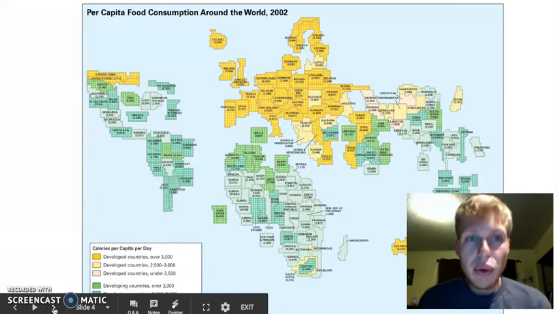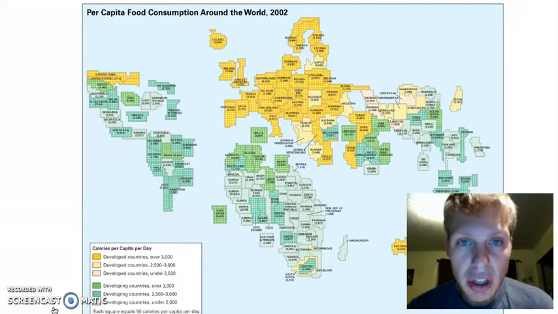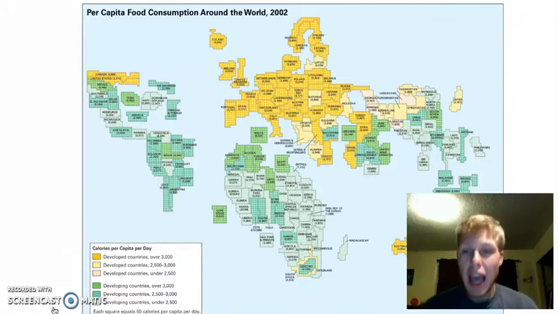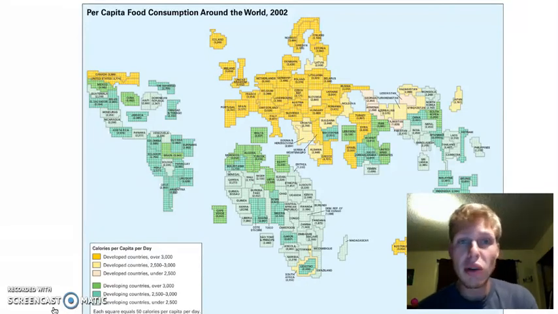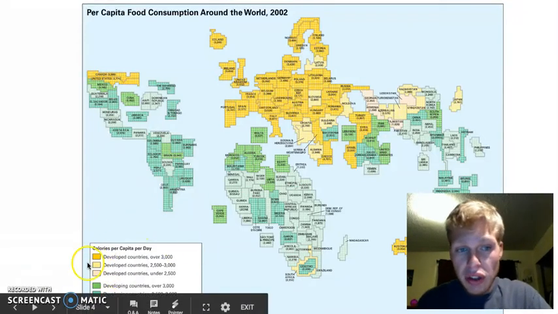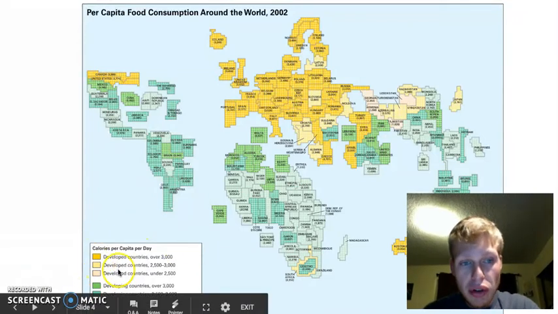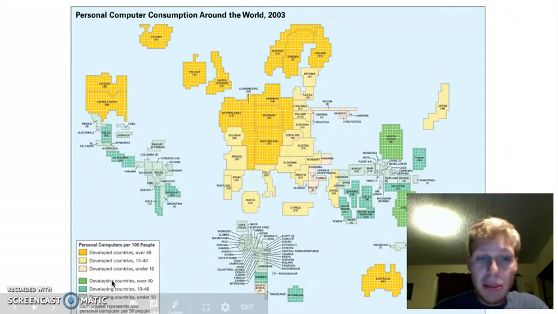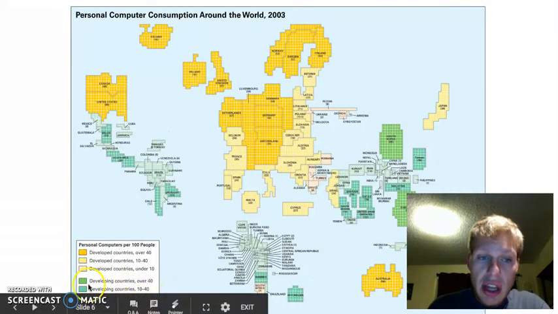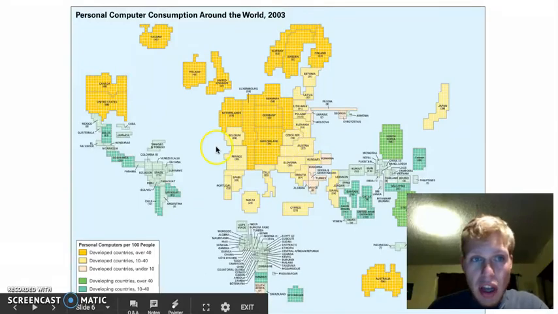So let's go look at the next one. This is the food consumption around the world in 2002, and it's per capita. Per capita means per person. So this is looking at the food consumption per person around the world in 2002. Again, looking at the key, the developed countries are in yellow and orange, and the developing countries are in green or blue.